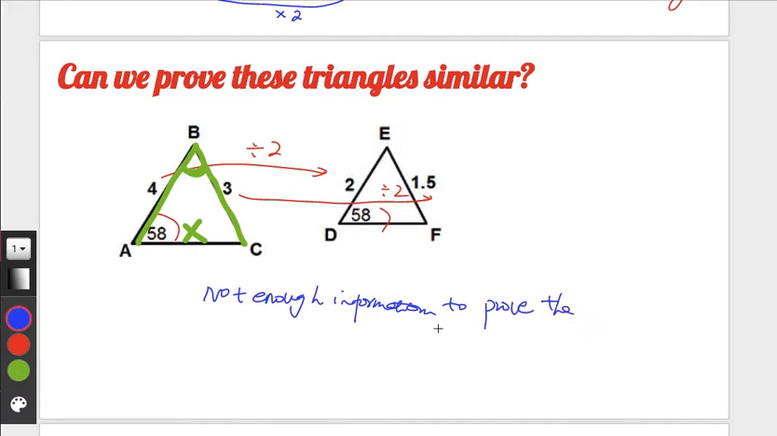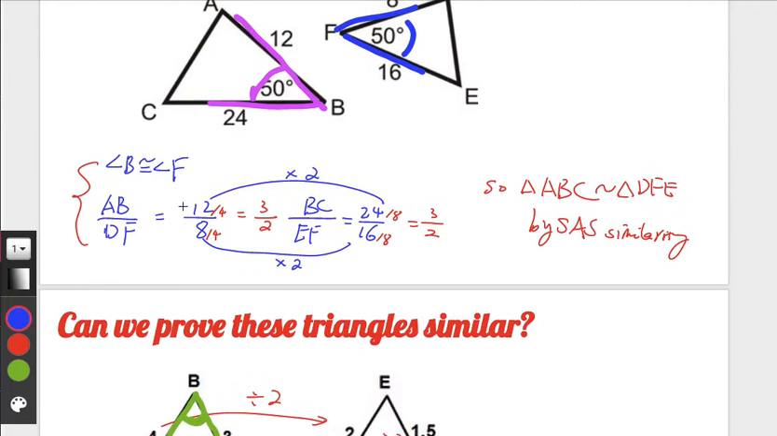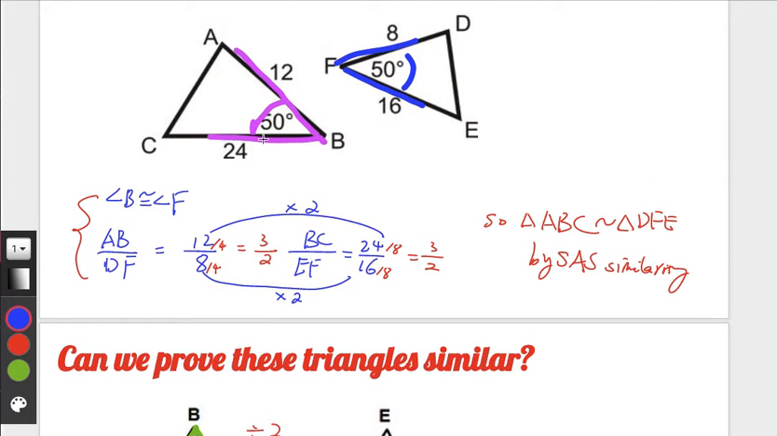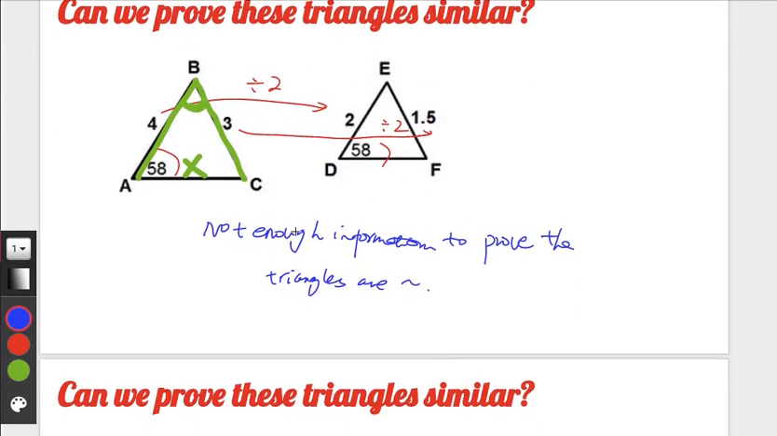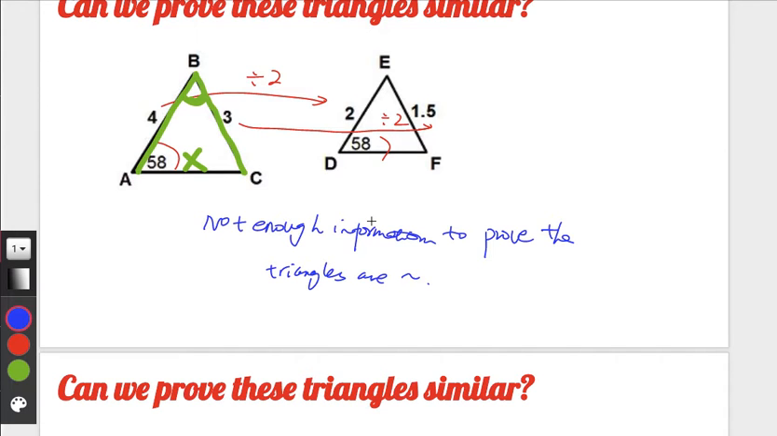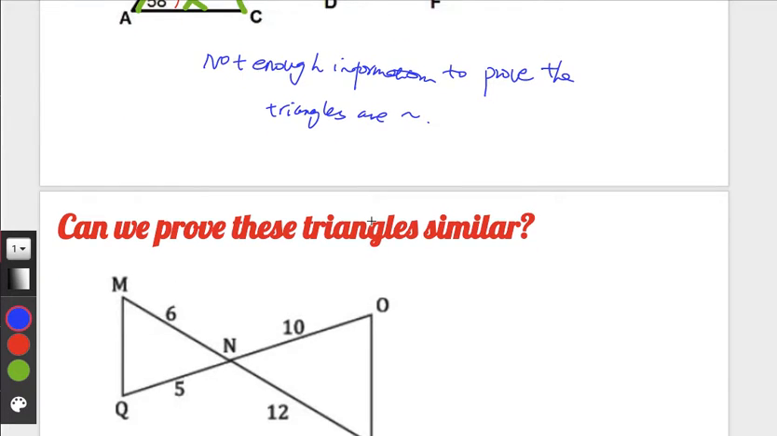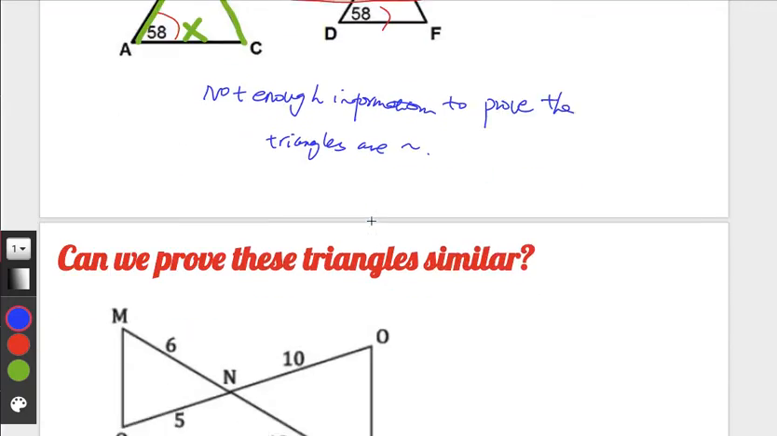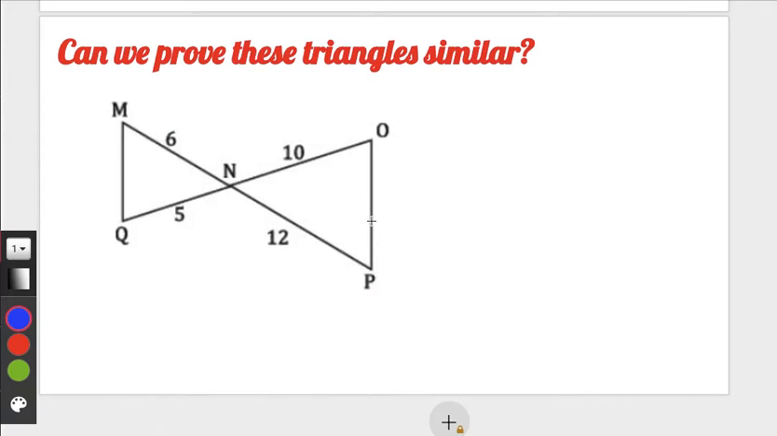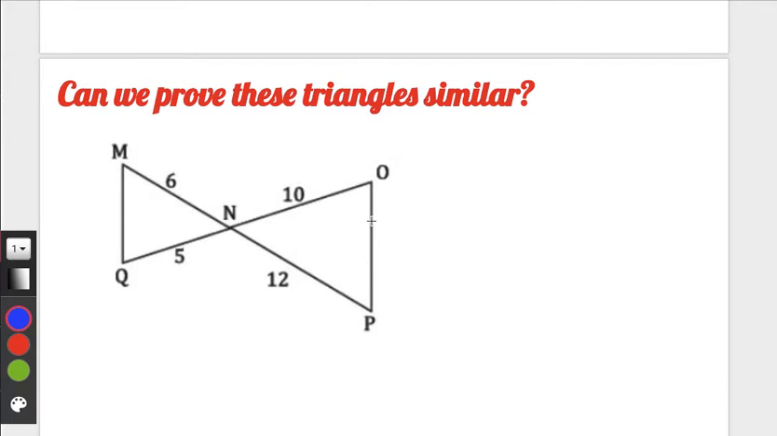To prove the triangles are similar, as you can compare to the original, that one is the included angle, so yes we can, but this one is not, so that's why we cannot say for sure this is similar. Okay, the last example here. This one is a little bit different from the one before.